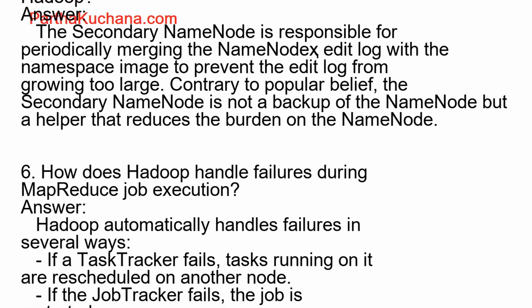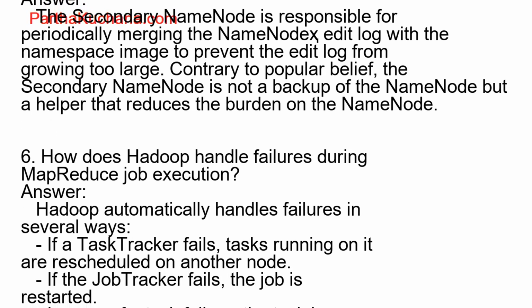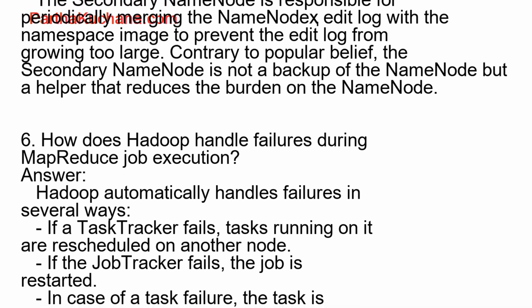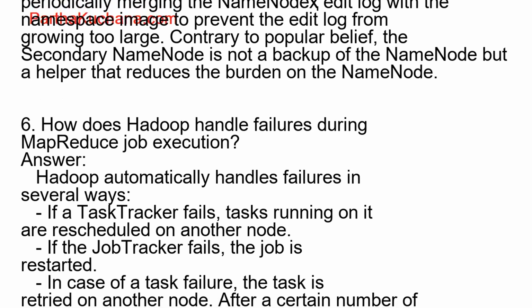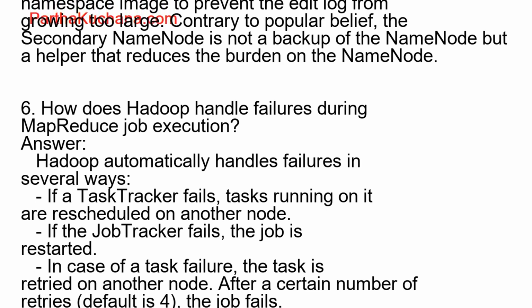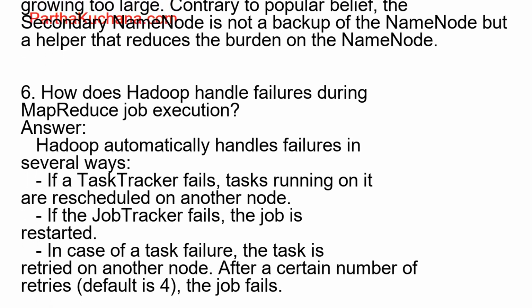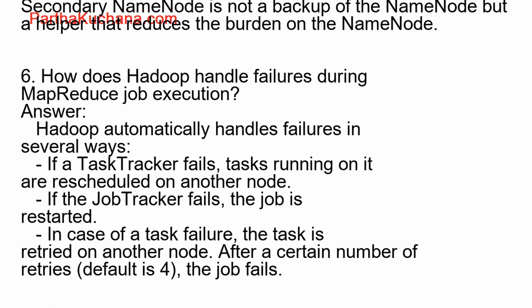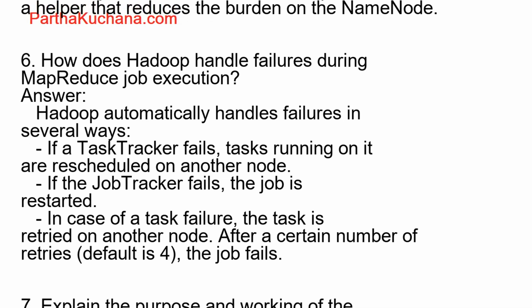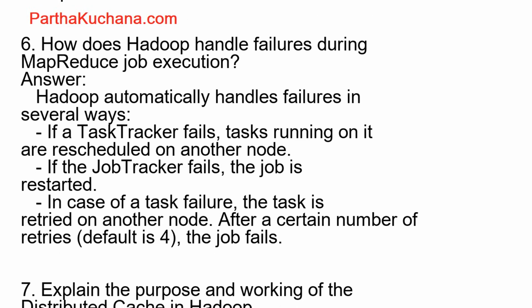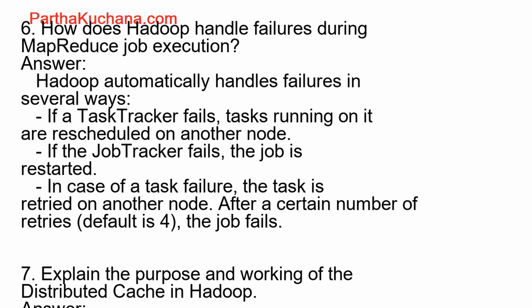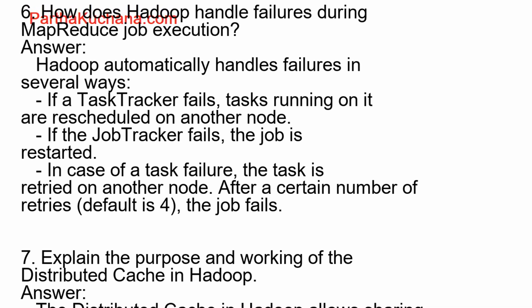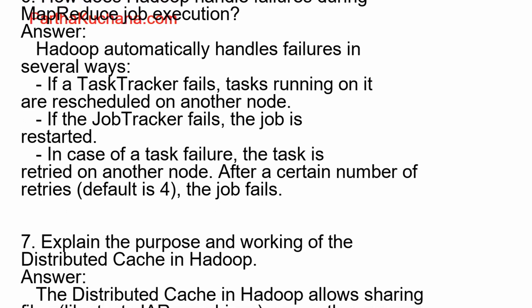7. Explain the purpose and working of the distributed cache in Hadoop. Answer. The distributed cache in Hadoop allows sharing files, like text, jars, archives, across the nodes in a cluster during job execution. These files are made available on local disks of data nodes, reducing the need to fetch the same file multiple times and improving job performance by speeding up access.